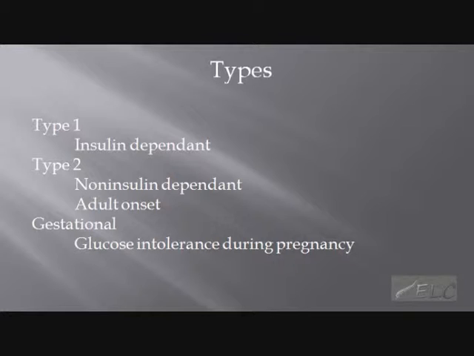And the third one is gestational diabetes. We see this with pregnant women. It's intolerance to glucose during pregnancy, and that's why it's called gestational diabetes. As I move on to the causes of diabetes, I want to point out some of the preventable measures that we can put into our lives to assure that we don't get diabetes ourselves.